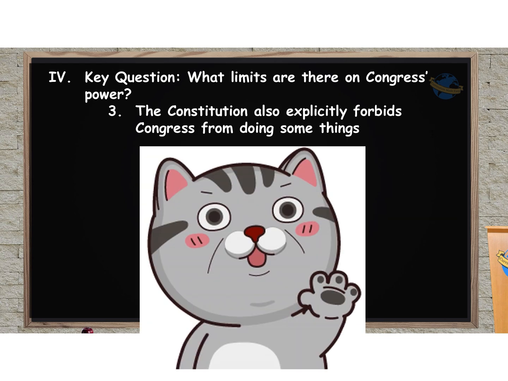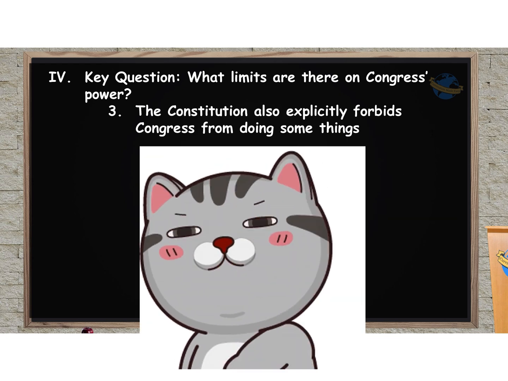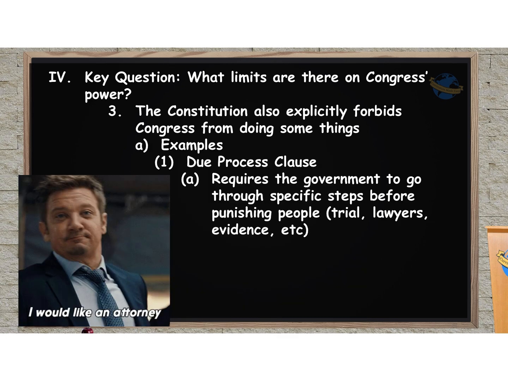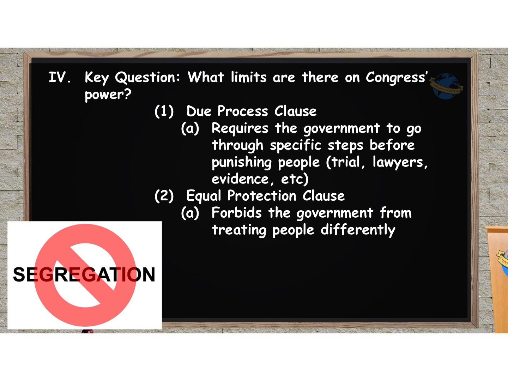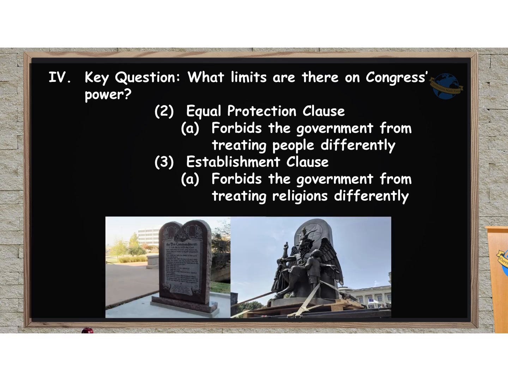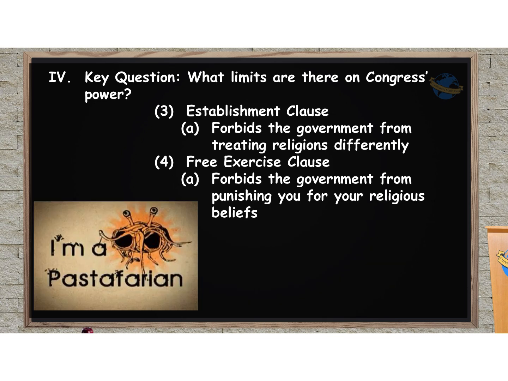The Constitution also explicitly forbids Congress from making certain types of laws. For instance, the Due Process Clause says the government can't punish you unless it first goes through very specific steps, like putting you on trial, giving you a lawyer, letting you present evidence to show you're innocent, things like that. We'll talk more about this in a coming unit. The Equal Protection Clause forbids the government from treating people differently based on their race. The Establishment Clause forbids the government from treating religions differently. And the Free Exercise Clause forbids the government from punishing you for your religious beliefs.